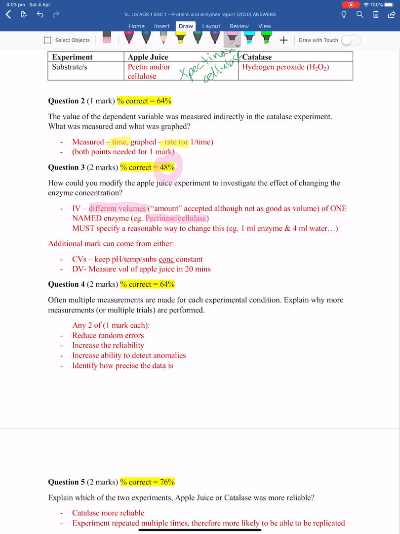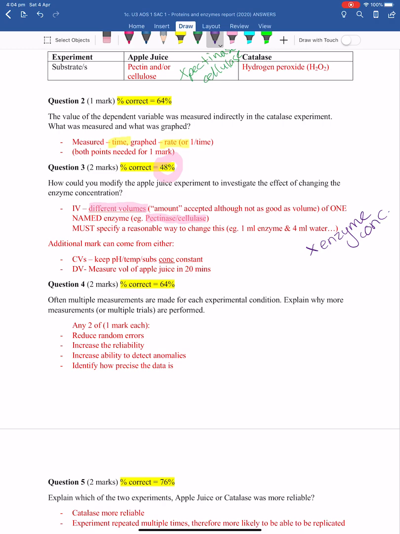So I needed you to say how you were going to change it. So it wasn't good enough to tell me that you were going to use different concentrations. It wasn't good enough to say different enzyme concs, because that was in the statement of the question. You had to tell me how you were going to do it. So different volumes of enzyme mixed with different volumes of water was a better way of telling me that.